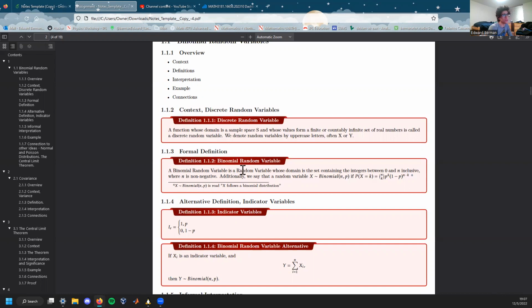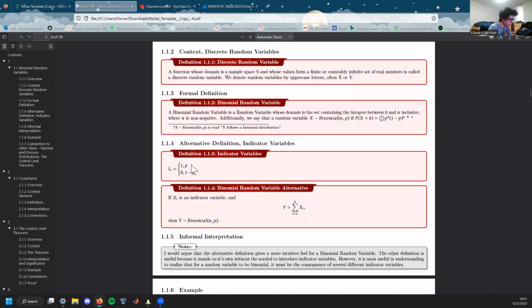I would also like to propose an alternate definition. We're going to consider what's called an indicator variable, which takes on the value 1 with probability p, and 0 with probability 1 minus p. So if X_i is an indicator variable and Y is the sum of indicator variables, then Y follows a binomial distribution (n, p). Well, the alternative definition requires the use of another random variable to define, and so it doesn't stand as well on its own.